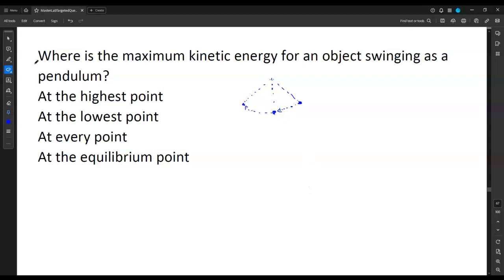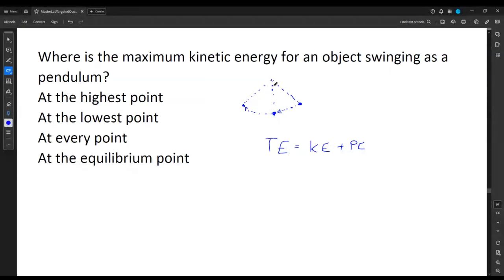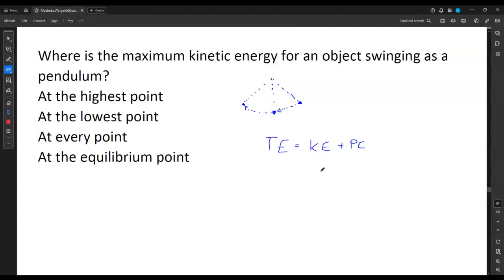and then it swings back and forth. So what we want to know from this is that our total mechanical energy, so total energy is what I'll write here, is equal to kinetic energy plus potential energy. And with a pendulum, there's really only two types. This isn't like a swinging spring or something horrible like that. It's just a normal pendulum.